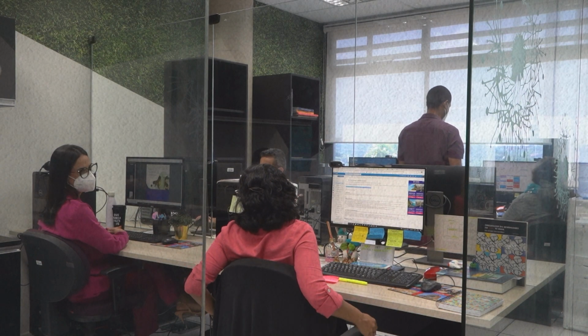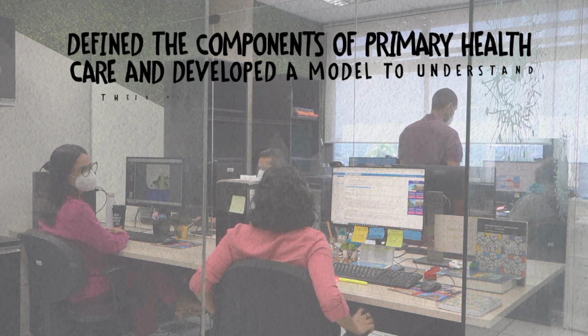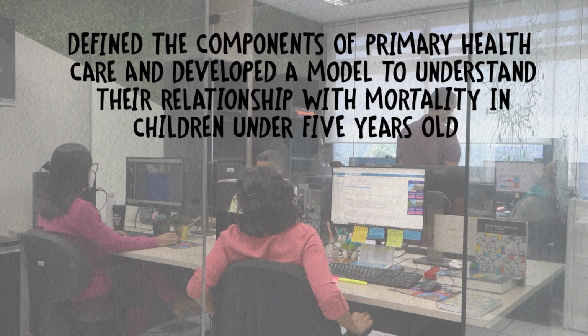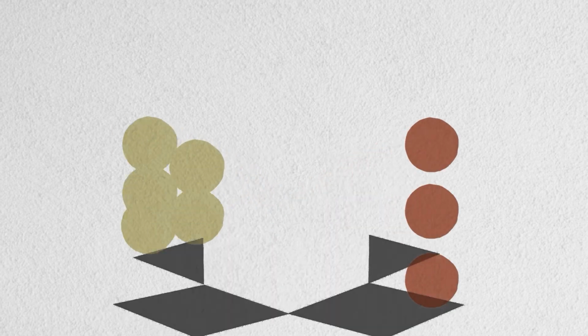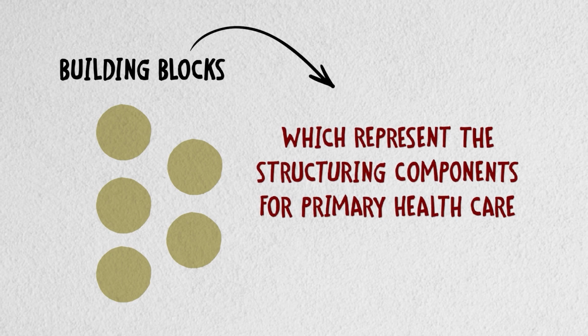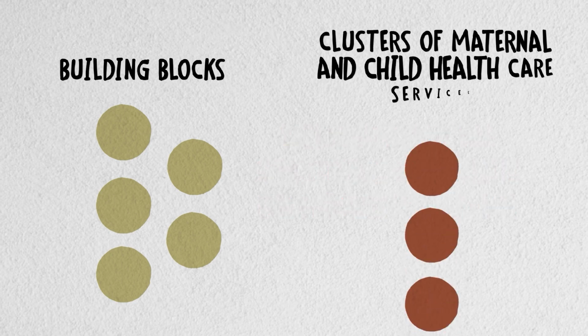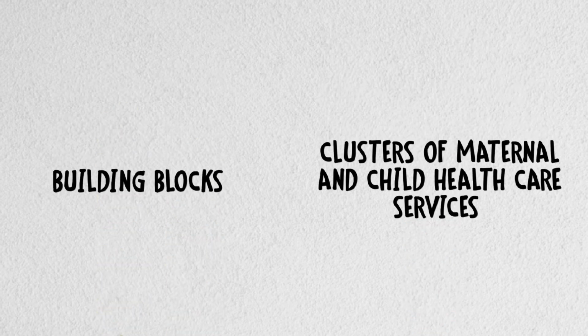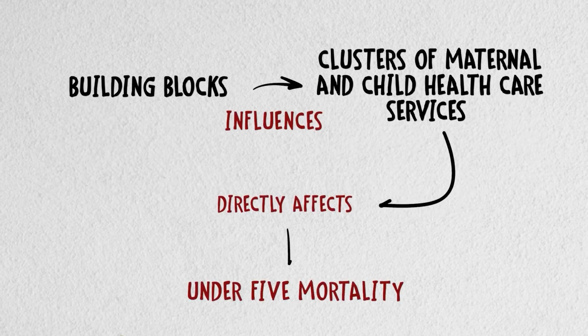We started by defining the components of primary healthcare and developed a model to understand their relationship with mortality in children under 5 years old. When opening the black box of primary care, we identified 5 building blocks, which represent the structuring components for primary healthcare, and 3 clusters of maternal and child healthcare services. The quality of these clusters of health services is influenced by the quality of the building blocks and, in turn, directly affects under 5 mortality.